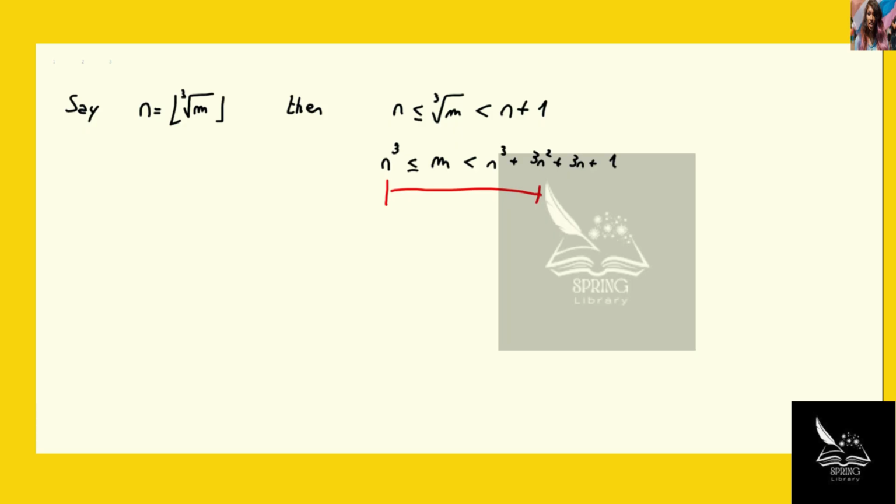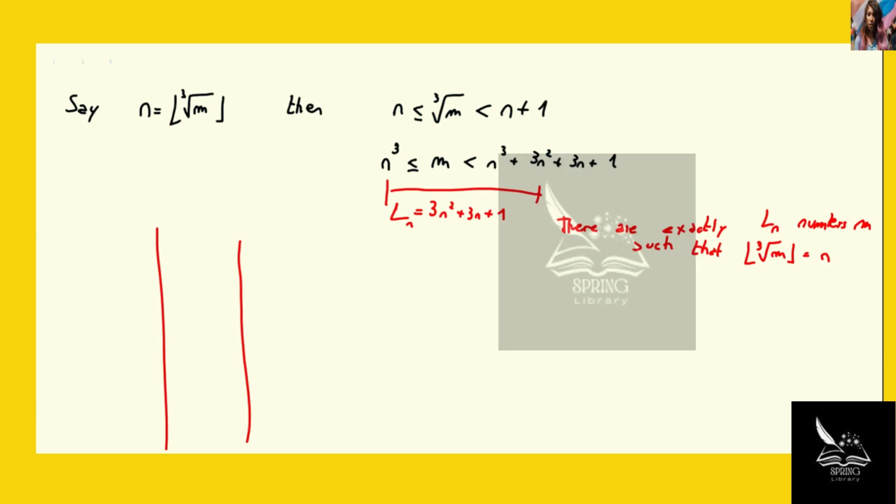Let's compute the distance between n cubed and n plus 1 cubed. That's of course the upper bound minus the lower bound, so that's 3n squared plus 3n plus 1. Which means that, let's call this L_n, there are exactly L_n numbers m such that the floor of the cubic root of m is equal to n. And those L_n numbers are exactly those that are between n cubed and n plus 1 cubed.